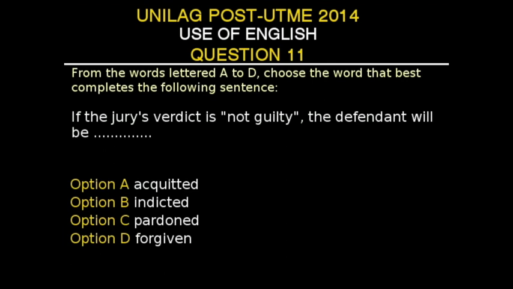Indicted is the past tense of indict, and it is to accuse formally of a crime. So if you are indicted, it means you have been formally accused of a particular crime, and that doesn't necessarily make you guilty or not guilty. And acquitted, a verb, is the past tense of acquit, which means to be free from a criminal charge by a verdict of not guilty. And so the correct answer to this question is option A, acquitted.